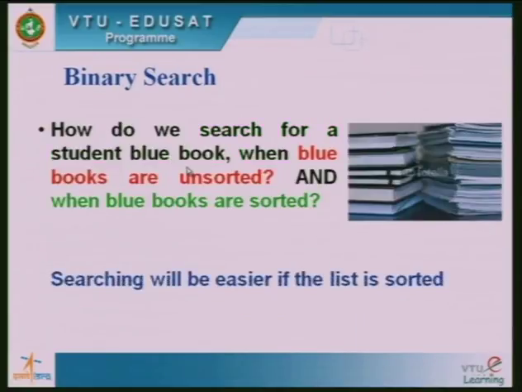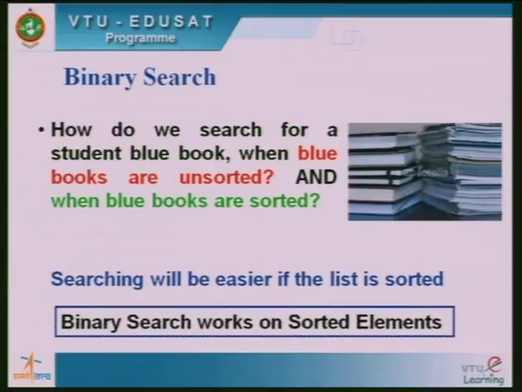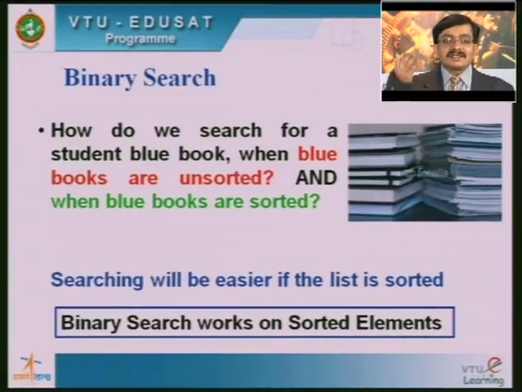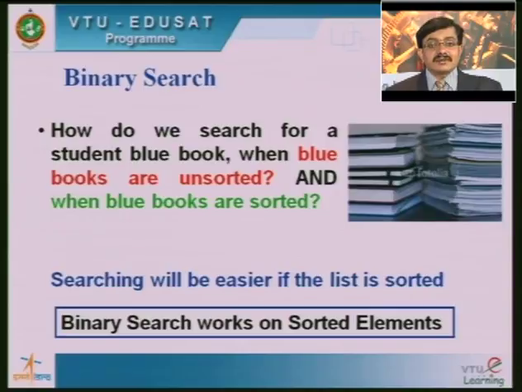So what we can conclude here is that searching will be easier if the list is sorted, and binary search works on sorted elements. Linear search doesn't require that the list be sorted or unsorted. If the blue books are sorted and your USN is 67, you can still compare 67 times, and in the 67th booklet you confirm that you have got your blue book. And if it is unsorted, you don't have any option, you have to look at each booklet one by one, and if you are very unfortunate, your booklet may be the 100th one in the unsorted case. Whereas binary search works only on sorted elements.